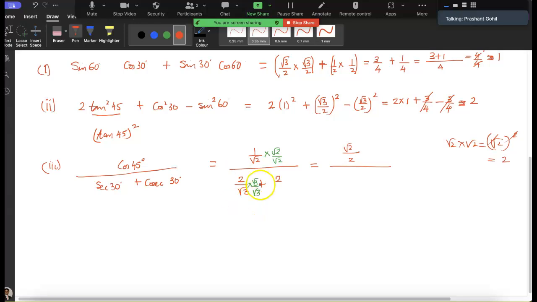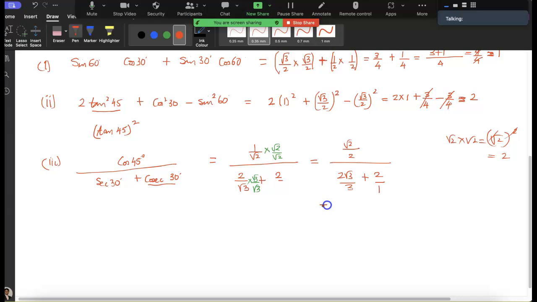Okay, what will this be? 2 root 3 upon 3, because root 3 into root 3 is 3. Plus 2 upon 1. Cosec 30 is 2, so this remains 2. 2 upon 1, so I can take LCM. So this would be root 2 upon 2. If you take LCM, 3 will be the LCM, so I am taking LCM of the denominator. So this will be 2 root 3 plus 6 upon 3.